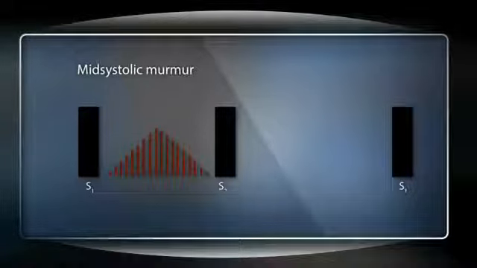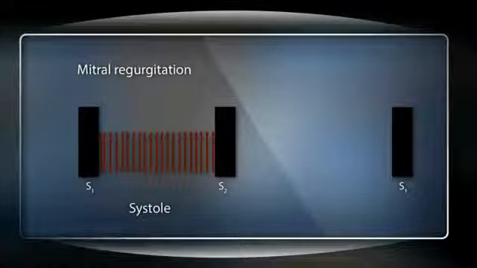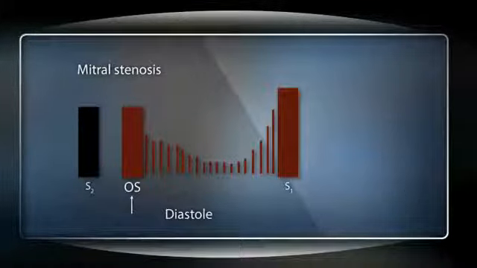On the other hand, a pansystolic murmur, heard in mitral regurgitation, starts with S1 and stops at S2 without a gap between murmur and heart sounds. A mid-diastolic murmur, as in mitral stenosis, starts a short time after S2 and may follow an opening snap.